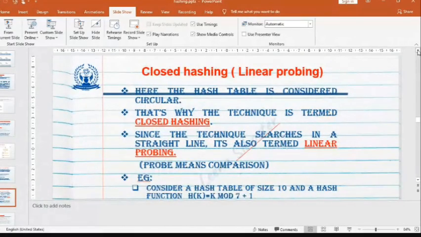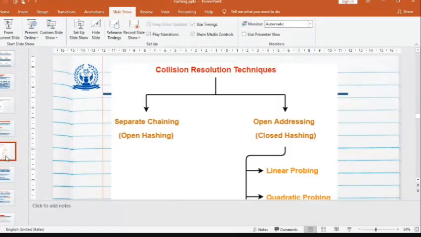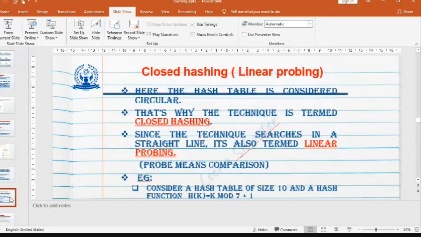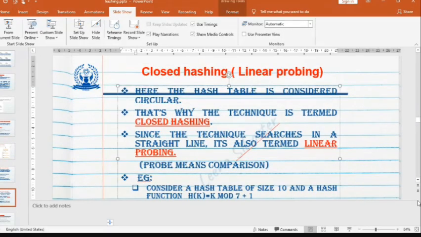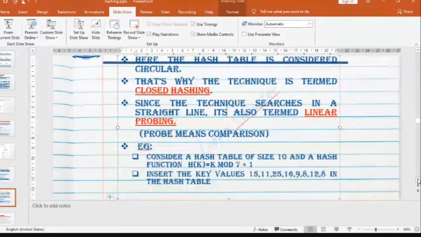One most important fact is that the hash table is considered as circular. That is why it is known as closed hashing. So we are considering the first method. Under closed hashing, we have linear probing. In linear probing, the technique is that you search in a straight line manner. That is why it is known as linear probing. Probing means a comparison.